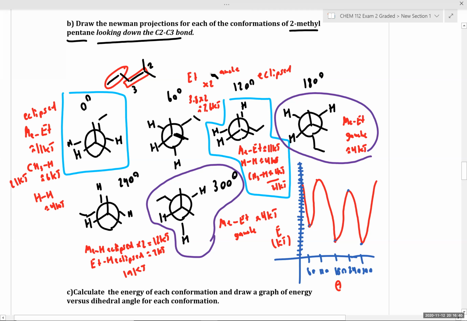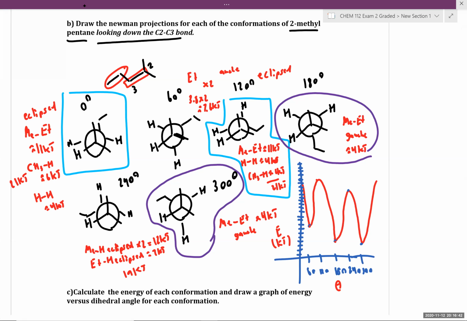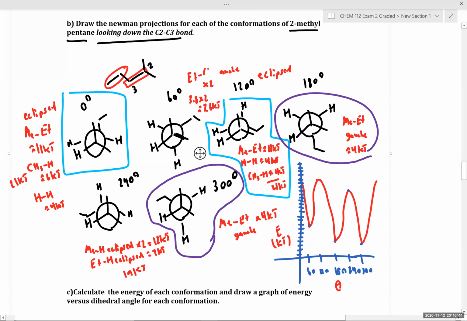This would be 2 ethyl-methyl gauche interactions, right? Does everyone see the 2 ethyl-methyl interactions? 1 and 2. Does everyone see those interactions? How the ethyl groups and the methyl groups are separated by 60 degrees. And each of those costs about 3.8 kilojoules.